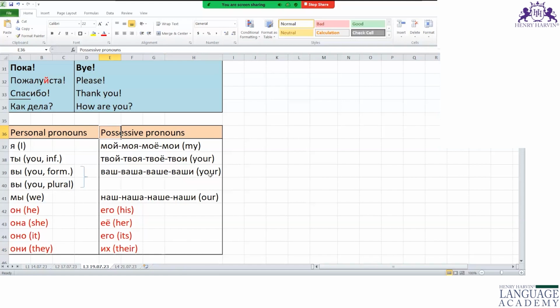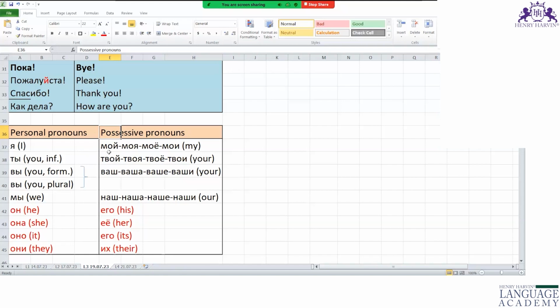So like my, your, our, his, and etc. Okay? So we have informal you, we have formal you. That's why in Hindi you have tum and aap. Okay, tumhara, aapka, so same in Russian.